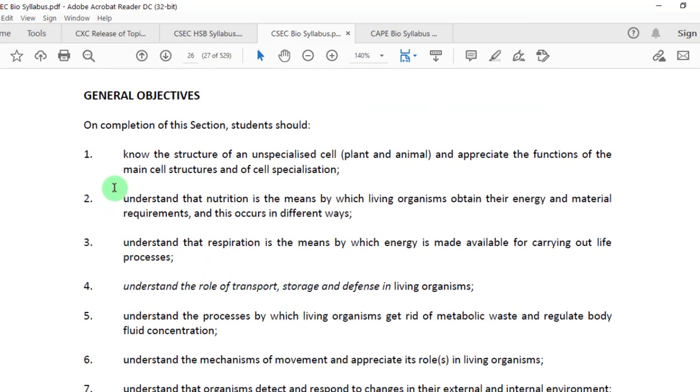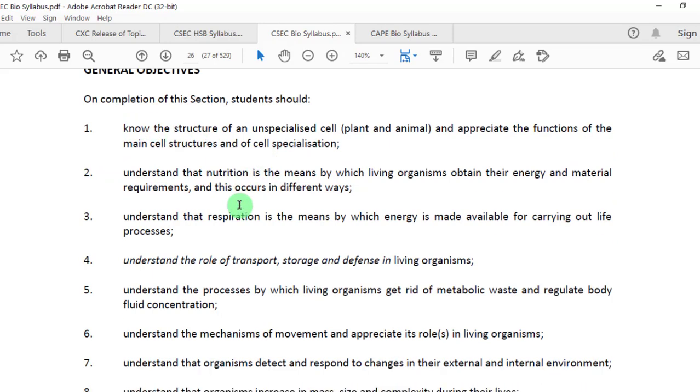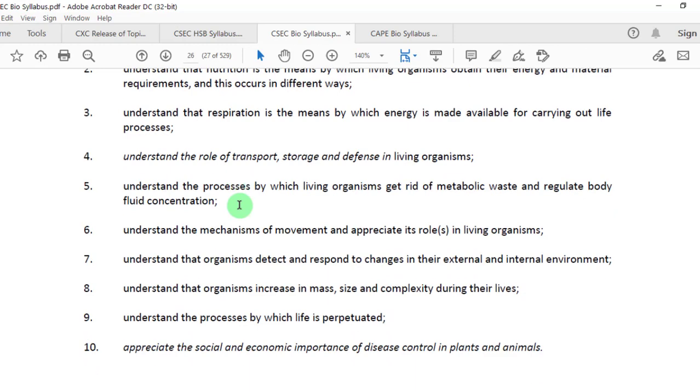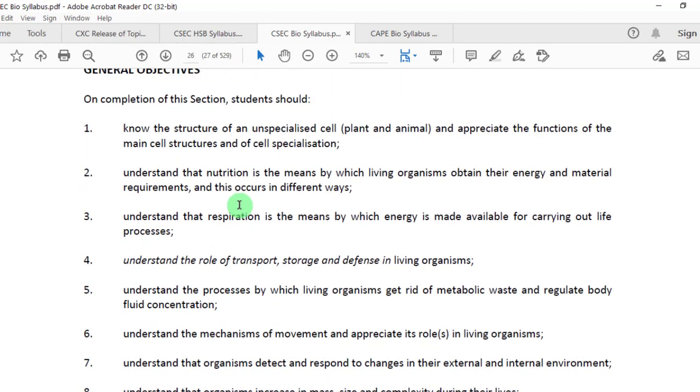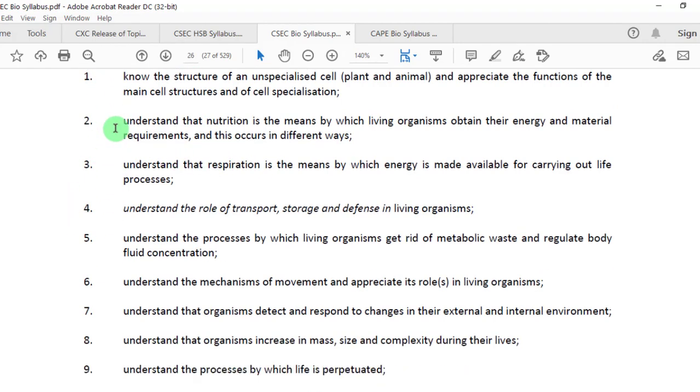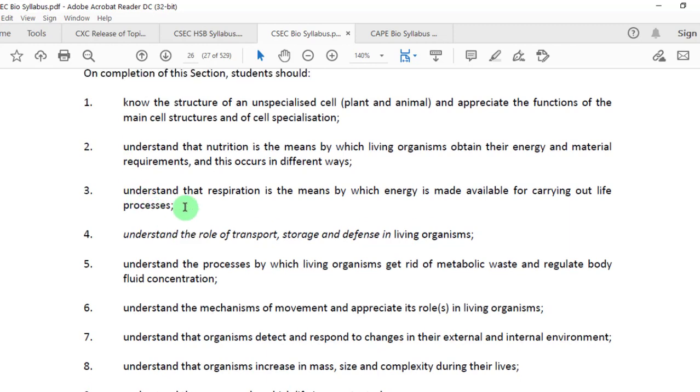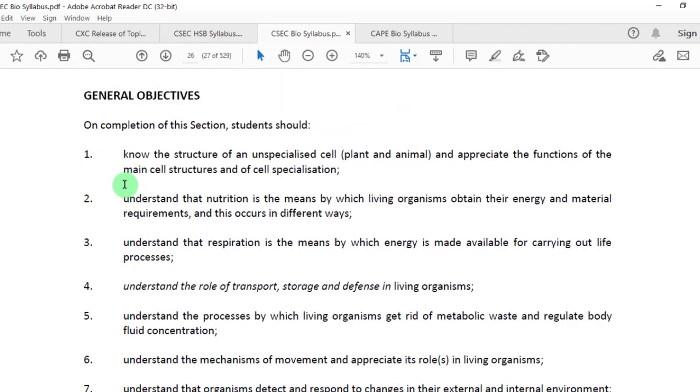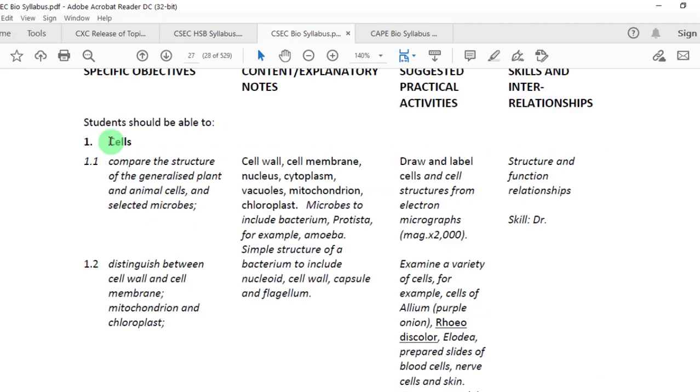Now, the general objectives literally spell out the subsections of your Section B. So as you can see here, Part 1, General Objective 1, covers the cell and cell specialization. Part 2, nutrition, right? So we know now that this is literally an outline of the entire section using these numbers.